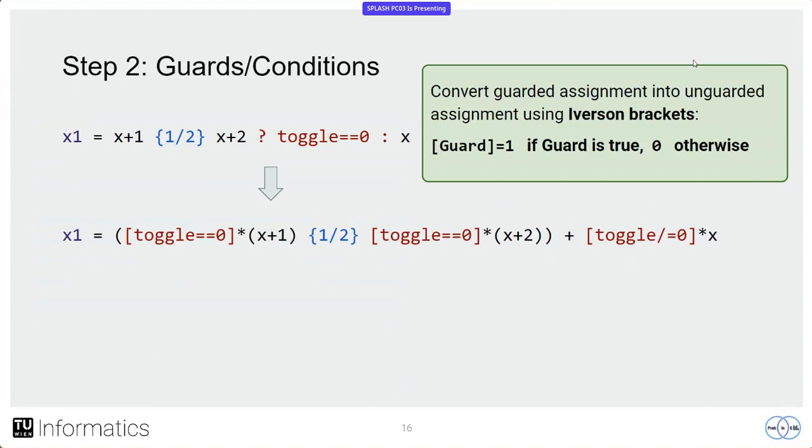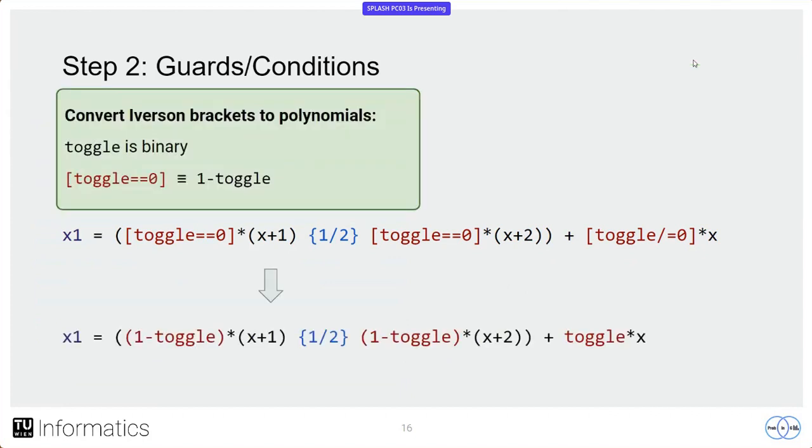Thank you for introducing Iverson brackets. So we push it into basically an equivalent unguarded assignment using these Iverson brackets. And now again, didn't we just push the problem around? Yes, but now comes the important part. Now we convert the Iverson brackets into polynomials.